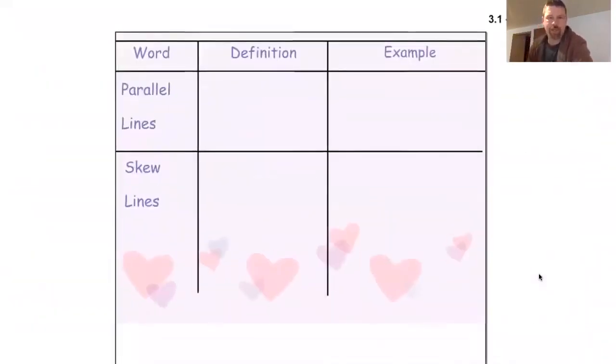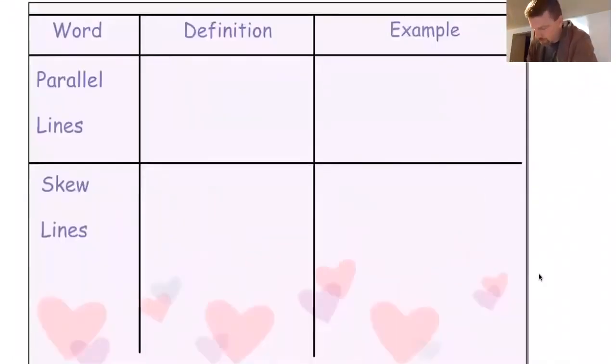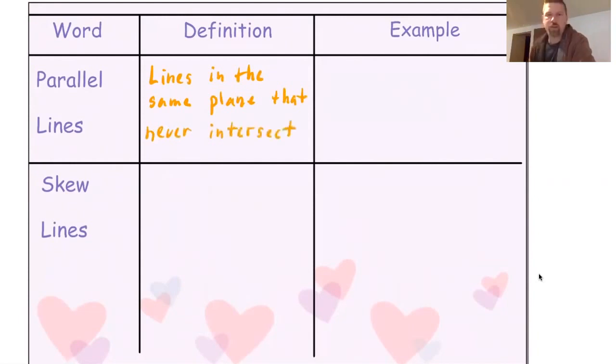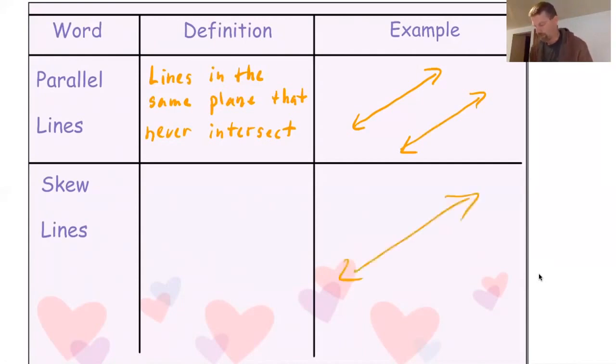First off, parallel lines versus skew lines. Parallel lines are lines in the same plane that never intersect. So an example would be like this. If those lines traveled forever in that plane and they never intersected, those are parallel lines. Now, in a plane, the only way for lines to never intersect is if they're parallel, if they're going exactly at the same angle, right? I can't have one go up and one go down and be parallel because otherwise they'll intersect.